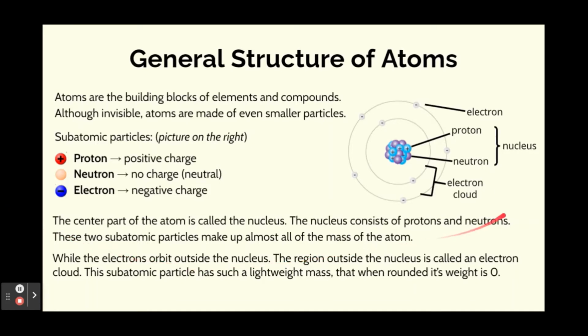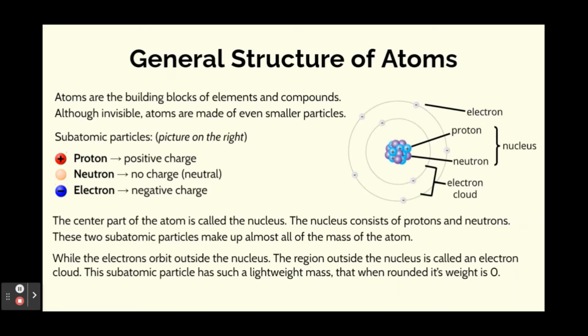Here we have a diagram of all the different parts. So we have proton, which is plus, positive, neutron, which has nothing because it has no charge, and then electron is negative. And it also says the center part of the atom is called the nucleus. So the proton and neutron together is the nucleus. This little bundle of protons and neutrons make up the nucleus. And the nucleus consists of protons and neutrons. These two subatomic particles make up almost all of the mass of the atom.